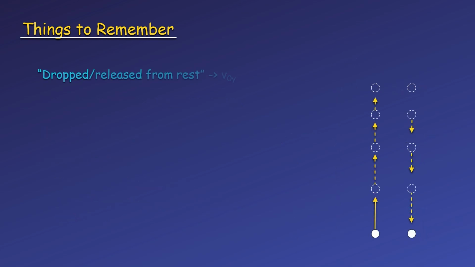A few other things. When you see the phrasing dropped or released from rest, this means that an object started with no speed, and then gravity accelerates it to start it moving. Mathematically, this means v0 is zero. So this is the way the problem statement might give you information without explicitly giving you numbers.